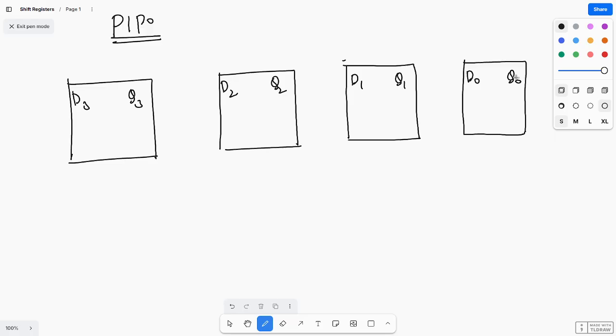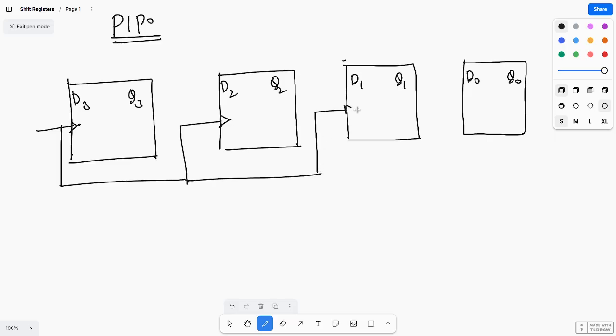Parallel in, parallel out. Here I am using a common clock for all the flip-flops. I am using one more signal, that is the load signal. The load signal is connected to the mux only. Here also I am using a 2x1 mux.